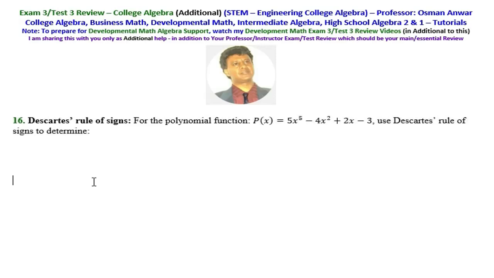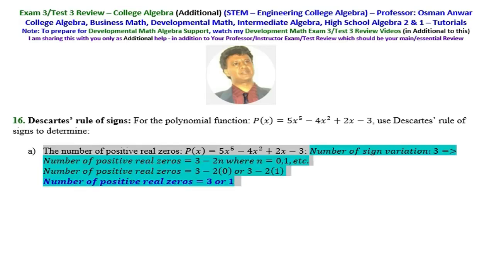Number 16 is Descartes' rule of signs. For the polynomial function p of x equals 5x to the 5 minus 4x squared plus 2x minus 3, use Descartes' rule of signs to determine A, the number of positive real zeros. P of x equals 5x to the 5 minus 4x squared plus 2x minus 3.